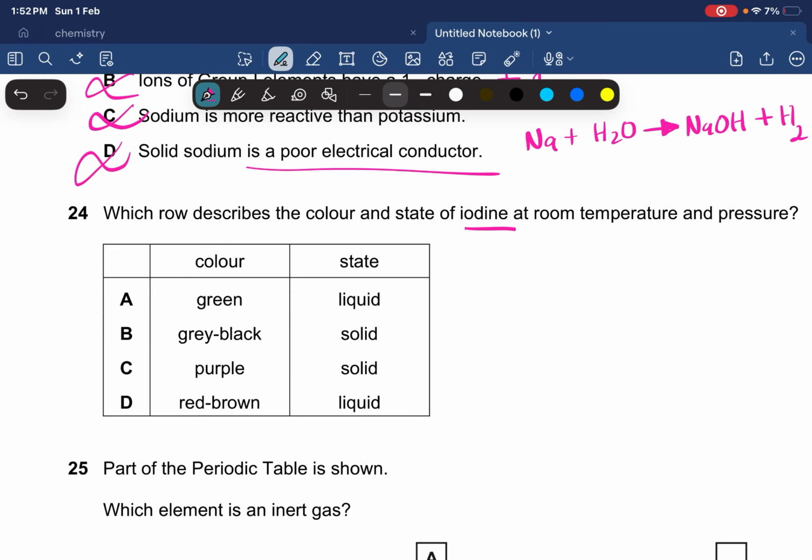Which row describes the color and state of iodine at room temperature and pressure? You know iodine is a gray black solid, so B. You have to learn this. You have to learn chlorine, bromine, and iodine at room temperature. This one right here is a yellowish green gas. This is a red brown liquid, and this one right here is a gray black solid.